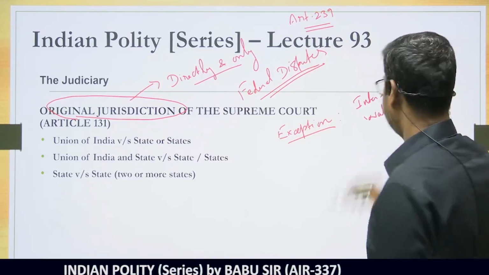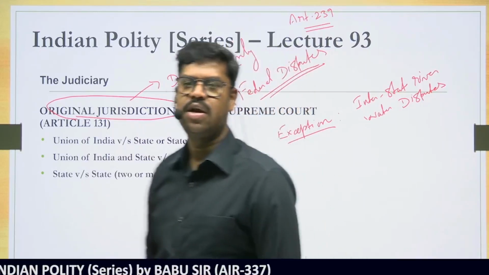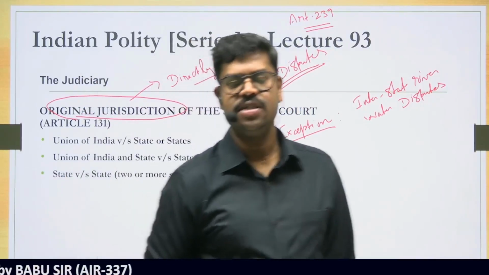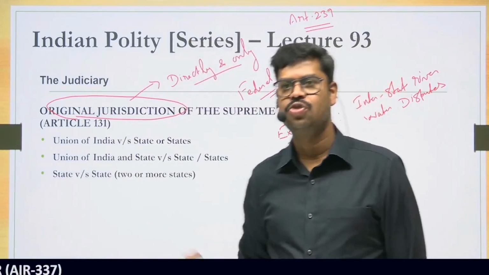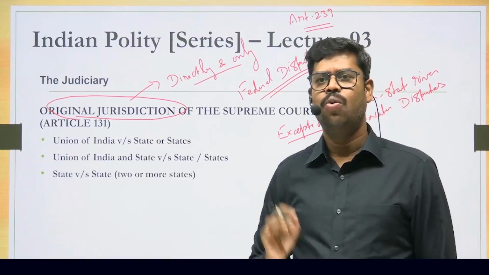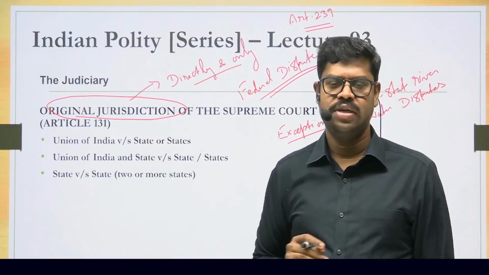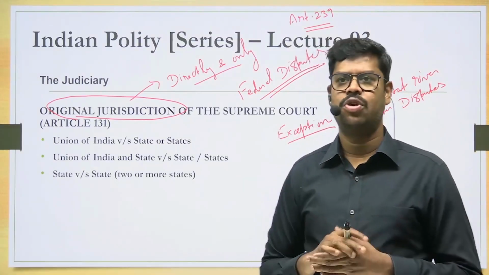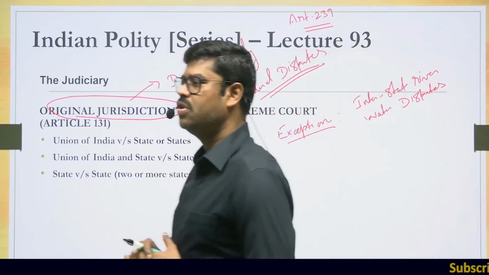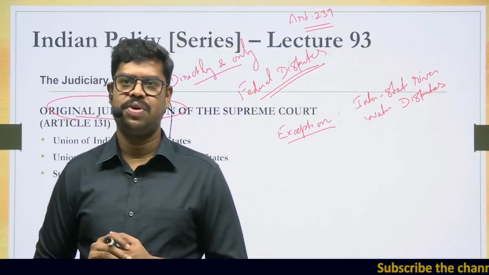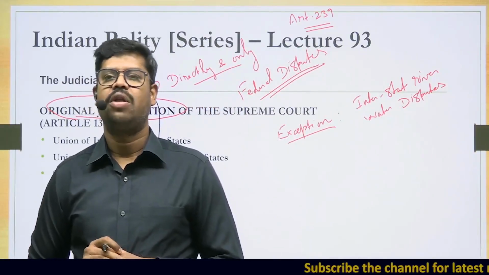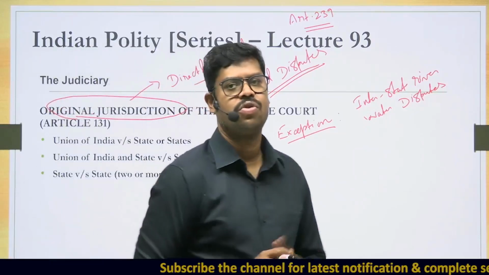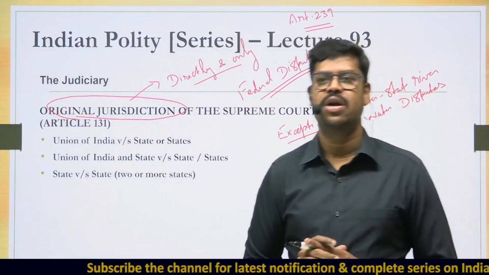Say for example, there is a river water dispute between the state of Tamil Nadu and Karnataka with regard to sharing of the Kaveri river water. Whenever there is an interstate river water dispute, can this dispute go to the Supreme Court under the original jurisdiction? One exception given in the Constitution is in case of interstate river water disputes. Although it is a federal dispute, no doubt, it shall not go to the Supreme Court of India directly, or fall under the original jurisdiction of the Supreme Court under Article 131 of the Constitution. No. They will not be falling under the original jurisdiction.